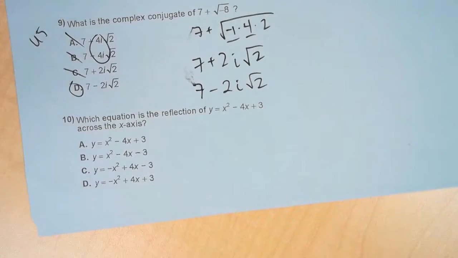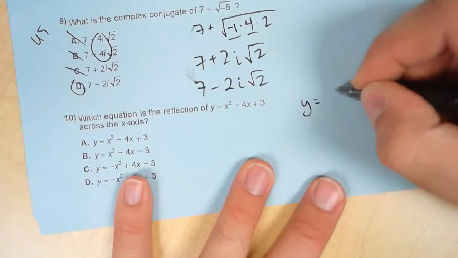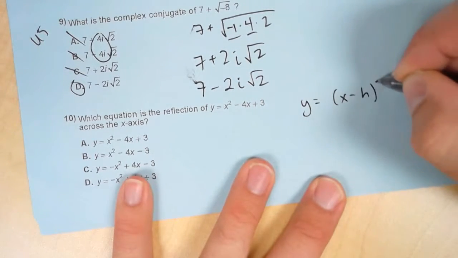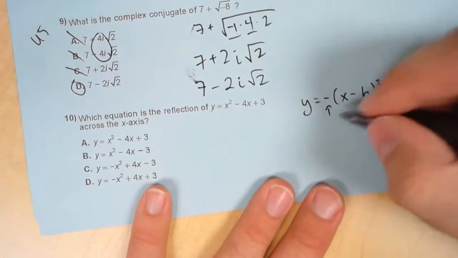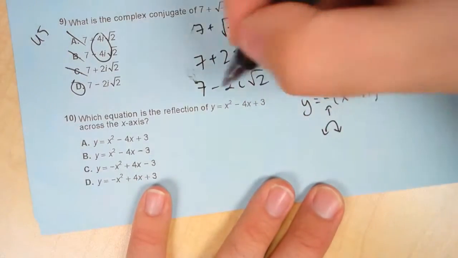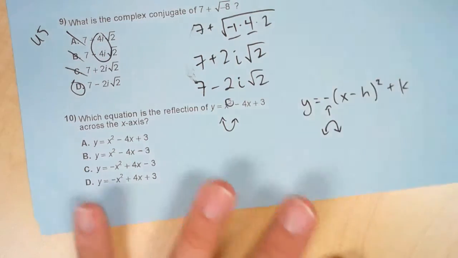Number 10. Which equation is a reflection of x squared minus 4x plus 3 across the x-axis? So we haven't talked about standard form reflections a whole lot, but here's what we have talked about. We've talked about what I like to call vertex form, x minus h squared plus k. And remember, we need a negative sign in the front so that we flip that graph upside down. We know this is a parabola, so it's going to look kind of like this. We want it to reflect across the x-axis.